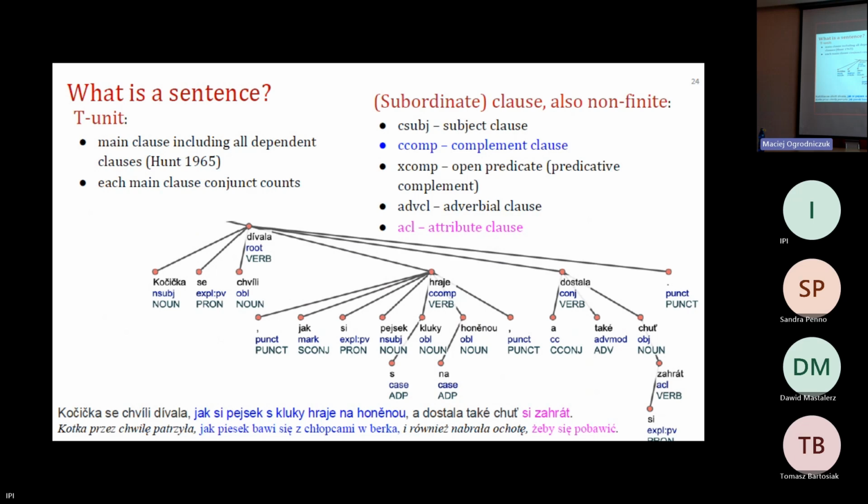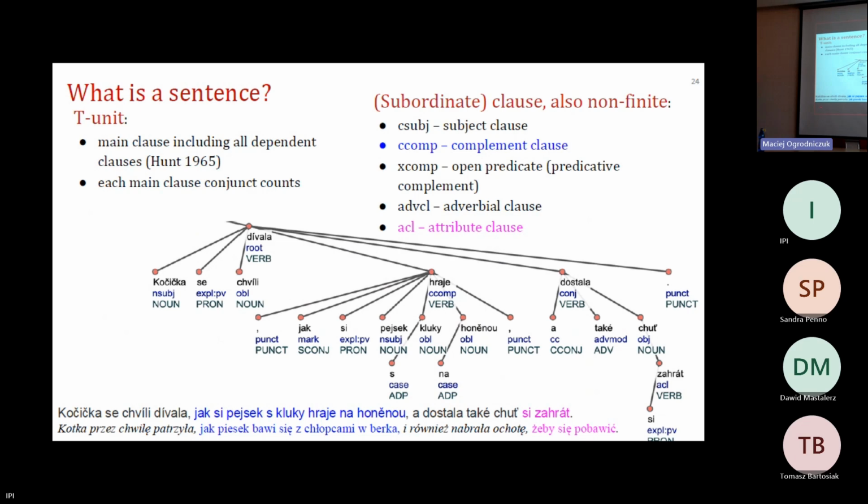And then you have the concept of T-unit. That's used in these measures sometimes. A T-unit is the main clause, including all dependent clauses, and it's used to split conjuncts at the top level. So if you have multiple clauses coordinated at the top level, you always measure the metrics only for the single conjunct.